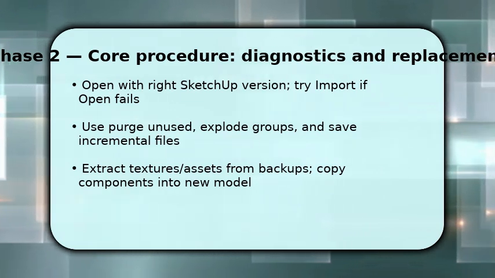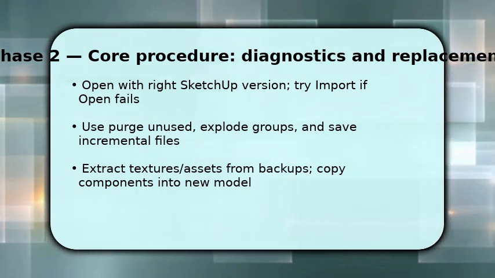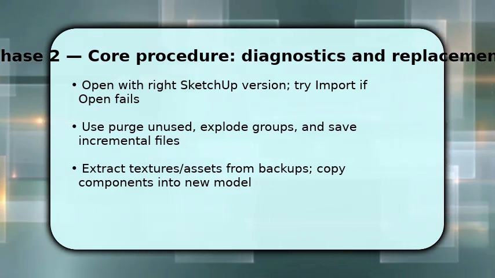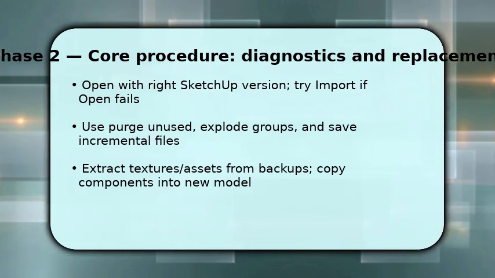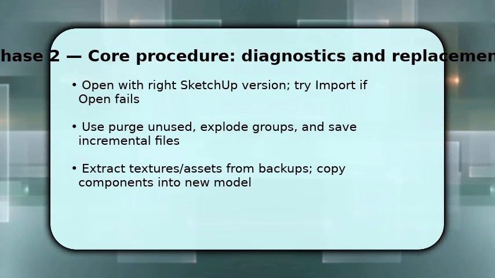When groups or components prevent edits, explode selectively and reassemble. This recovers corrupted containers. Also extract textures and assets from backup files and drag components into a fresh file so you rebuild structure without inherited corruption.